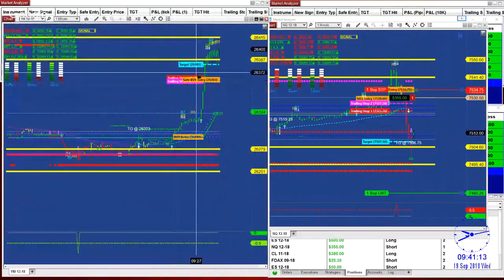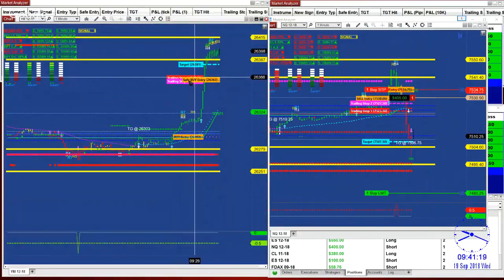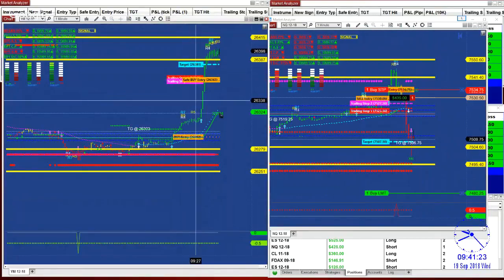Those are the critical area. As long as we are above those critical area, we're only thinking long, we're not thinking short.